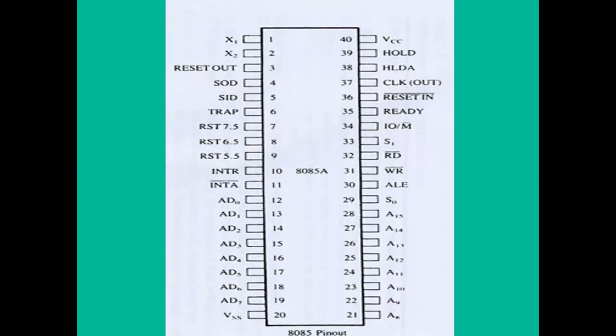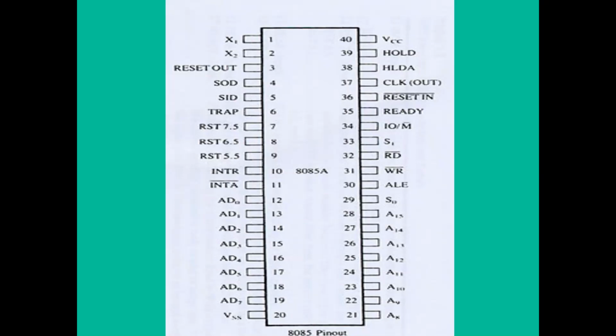Number 1, address bus. Number 2, data bus. Number 3, control and status signals. Number 4, power supply and system clock. Number 5, externally initiated signals. And number 6, serial input output signals, or serial IO signals. Okay, IO means input output signals.